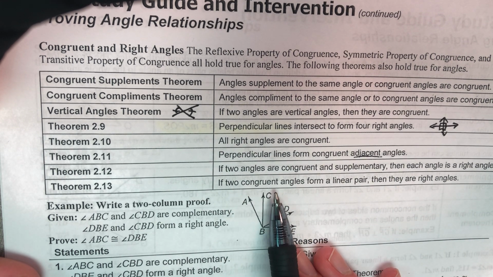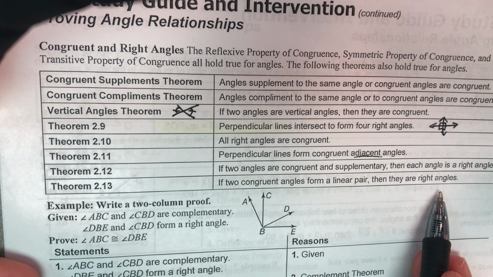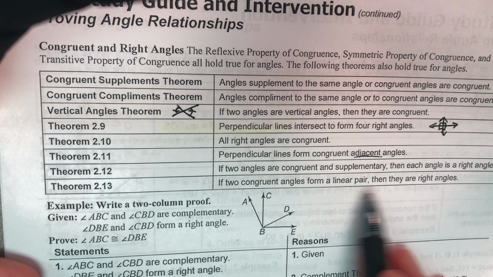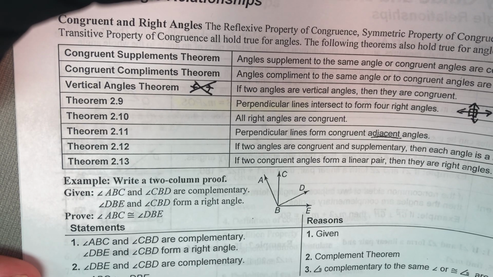And if two congruent angles form a linear pair, then they are right angles. Again, because 90 plus 90 would equal the 180, and linear pairs add up to 180. 90 plus 90 is 180.